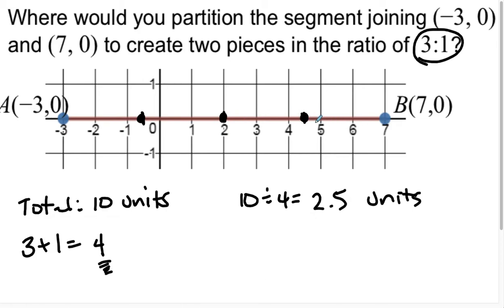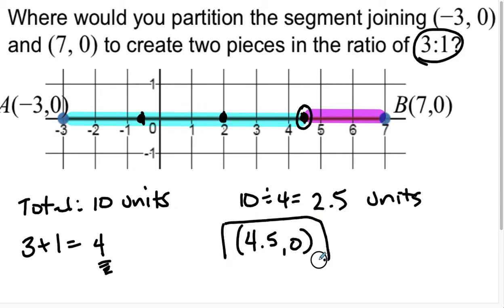So now I have successfully created 4 equal segments, but I have not successfully created 2 pieces in this ratio. This ratio means I'm going to take 3 of these parts and then 1 of those parts. So 3 of these parts are going this way, 1, 2, and then 3. And then 1 part is right here. So that is splitting it into a ratio of 3 to 1. One of those points that's going to split AB into a 3 to 1 ratio is this point right over here. So that point is 4.5, 0.